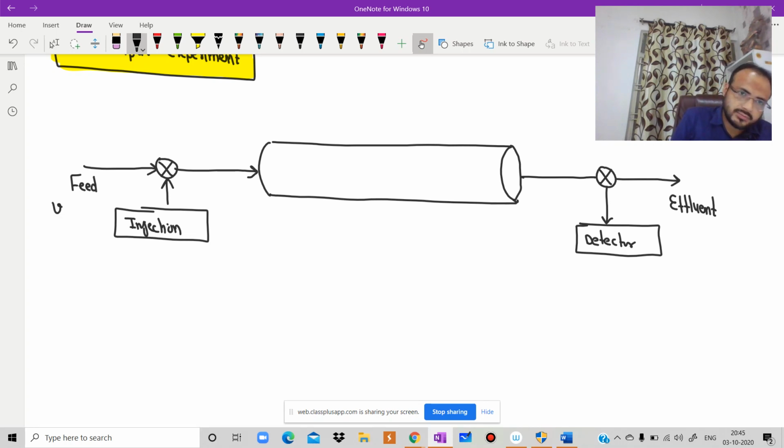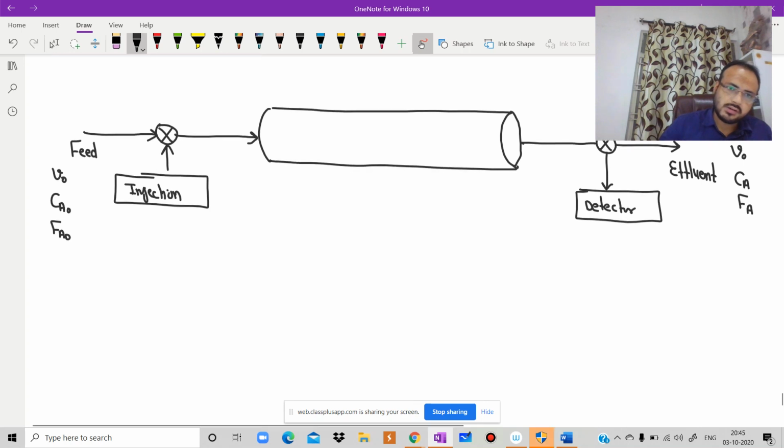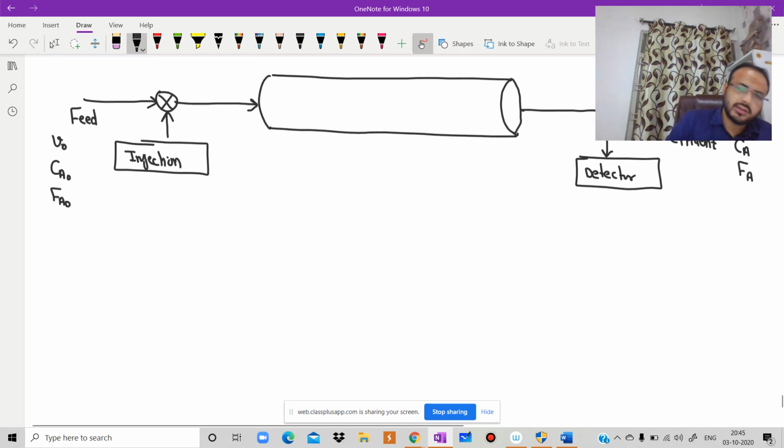Suppose in feed the volumetric flow rate is v0, concentration CA0, and molar flow rate that is F0. Volumetric flow rate will not change. Maybe concentration after that is CA and it is F. Now this is tracer inject. So now we are going to inject.